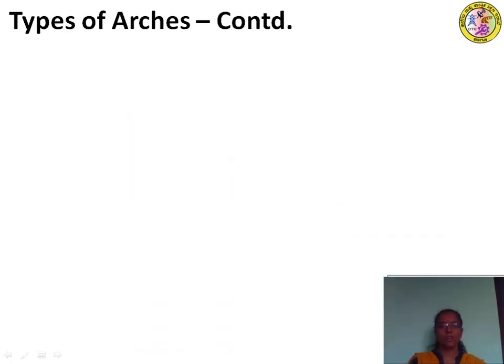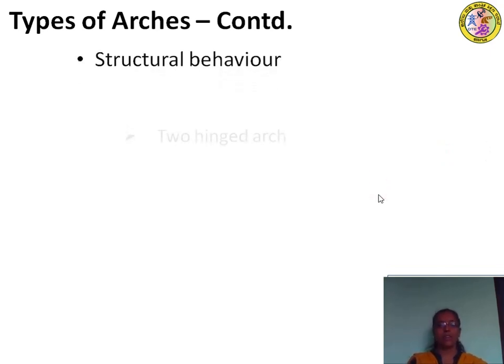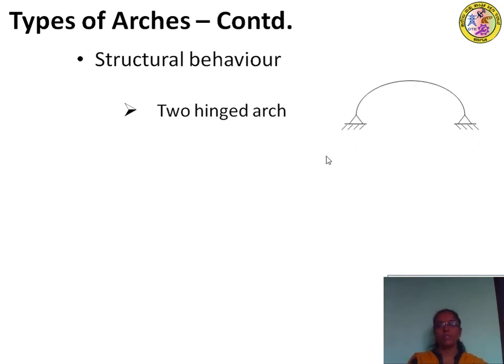Next, with the continuation of different types of arches, the types of arches on the basis of structural behavior. It is classified as a two-hinged arch. That means if this is an arch, it is hinged at both the ends.